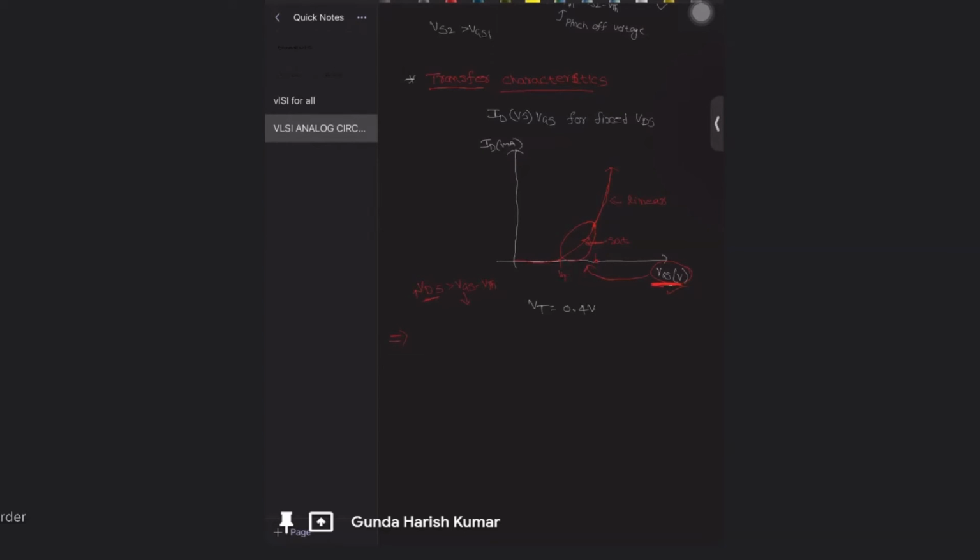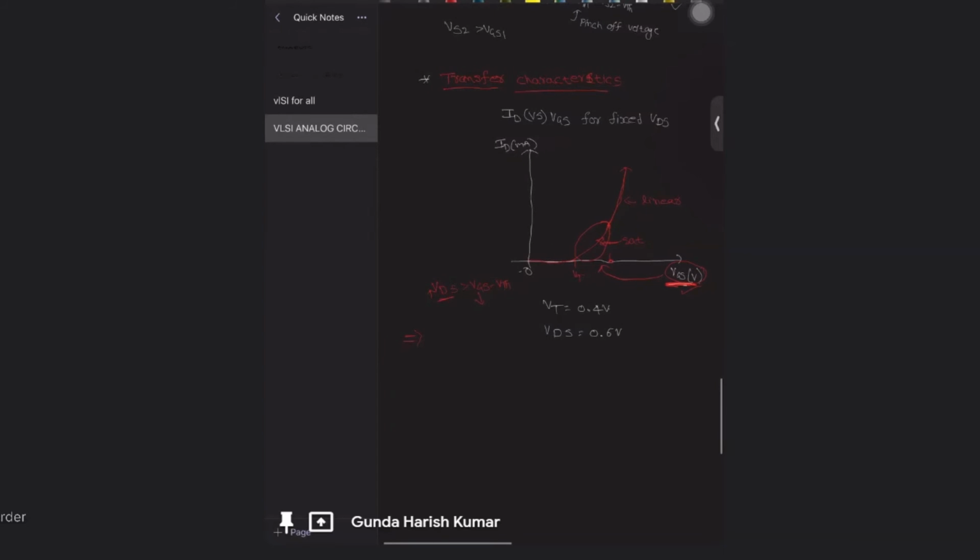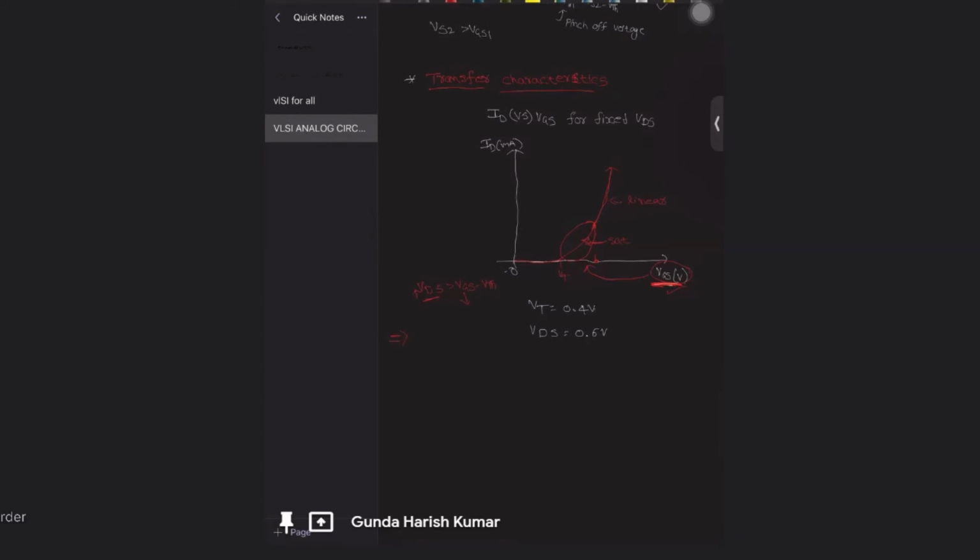Suppose VT is equal to 0.4 volts, and VDS is equal to 0.6 volts. Now my VGS initially is 0. So it will be in cutoff because VGS is less than VT. Until VGS reaches VT, it will be in cutoff, so current will be 0.